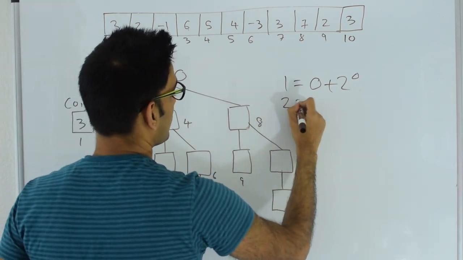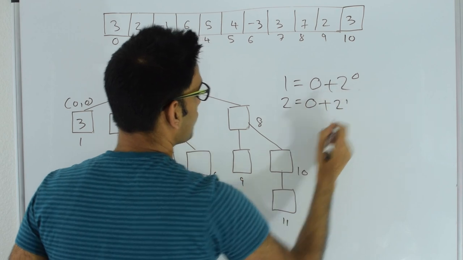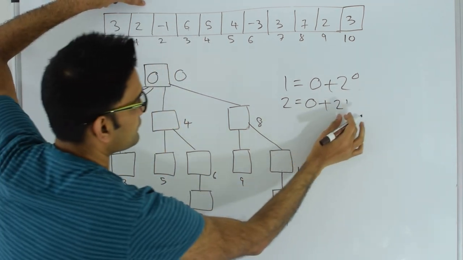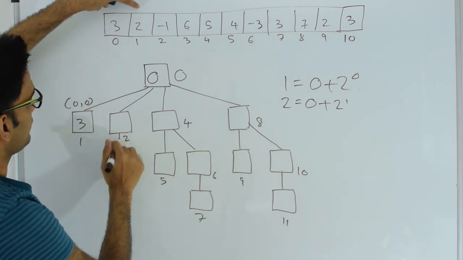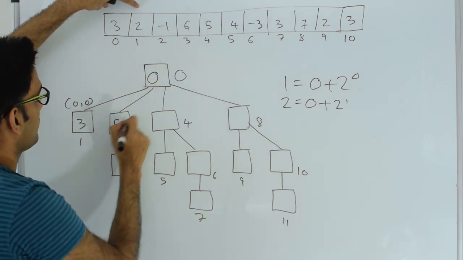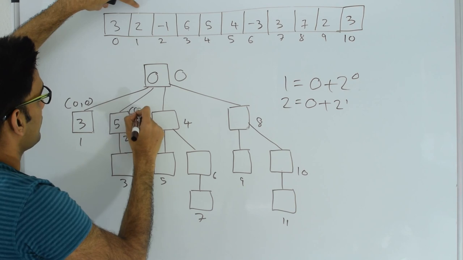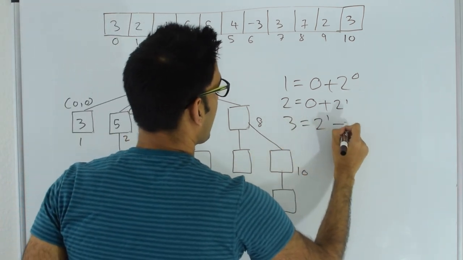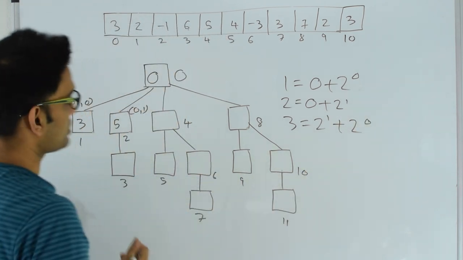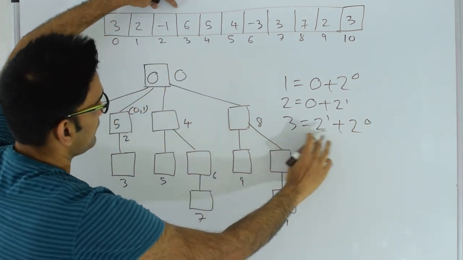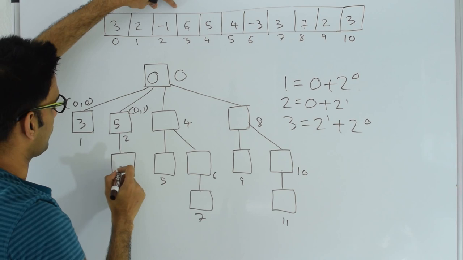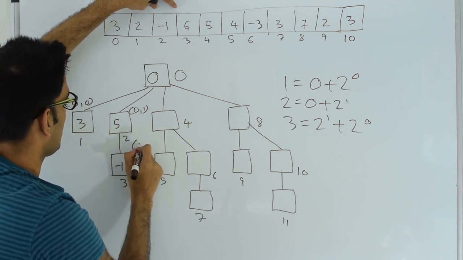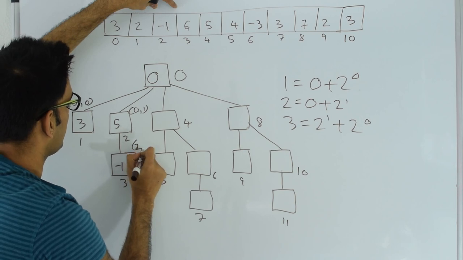Let's look at 2. 2 can be represented as 0 plus 2 raised to 1. So again, starting from 0, the sum of the next 2 elements will be stored at 2. So 3 plus 2 is 5. And this is range 0, 1. Let's look at 3. So in my original array, starting from index 2, the sum of the next 1 element will be stored at 3. So that's minus 1. And this is range 2, 2.